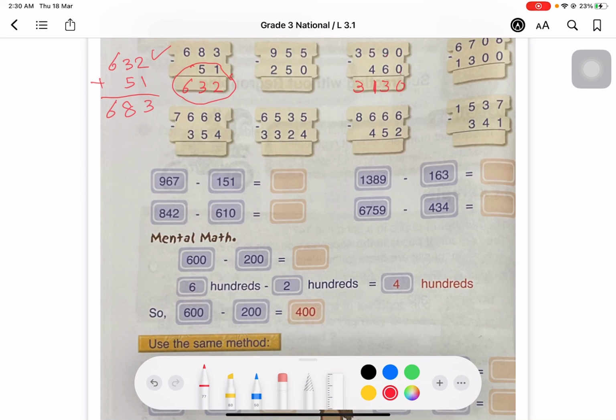0 plus 0, 0. 3 plus 6, 9. 4 plus 5, 1 plus 4, 5. And the 3 will go down. So the answer, you solved it correctly.